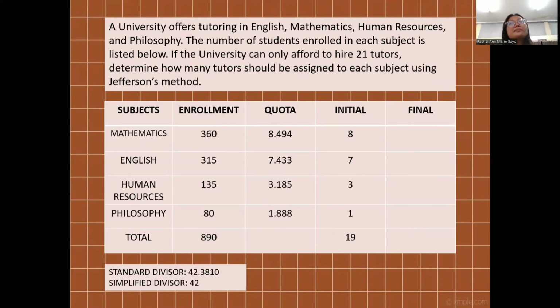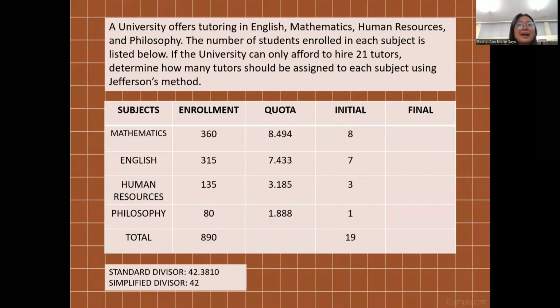So if you can see here, the subjects are displayed: mathematics, English, human resources, and philosophy. For each subject, there are different data being displayed. Mathematics has 360 enrollees. English has 315 enrollees. Human resources has 135 enrollees, while philosophy has 80 in total. If you are going to sum it all, it's going to be 890 enrollees in the enrollment period.